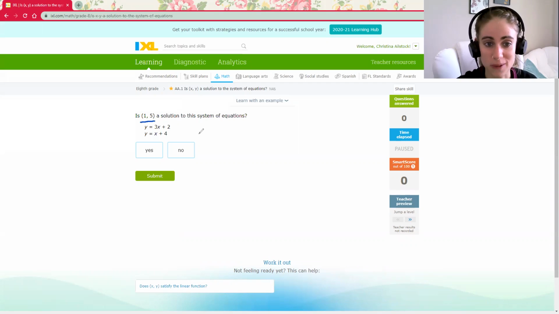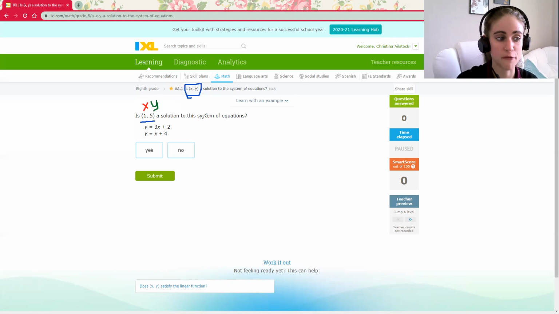If you don't remember, the nice thing is the title reminds you. It reminds you that in ordered pairs, the first number is your x value, and the second number is your y value. Which means for this problem, every time we see an x, it's going to be substituted, replaced with a 1. Every time we see a y, it's going to be substituted, replaced with a 5.